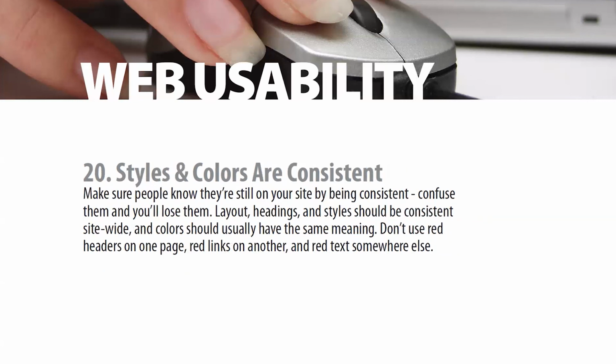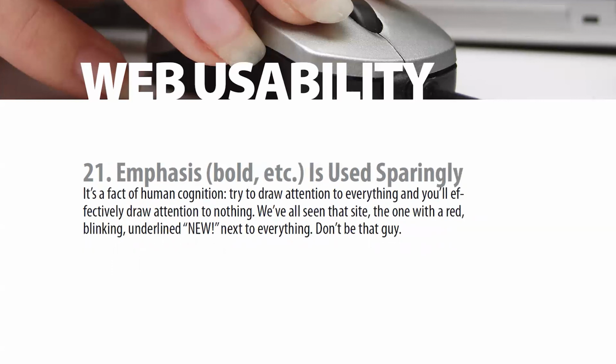All right, styles and colors should always stay consistent. If you have blues for titles, you always want to keep blues for titles throughout the whole entire site. Fonts should be consistent. Sizes should be consistent. All that stuff should be consistent through a site. All right, emphasis. You want to use it sparingly. Whether you bold or italicize, you want to make sure that not everything is bold, but the most important elements are bolded.